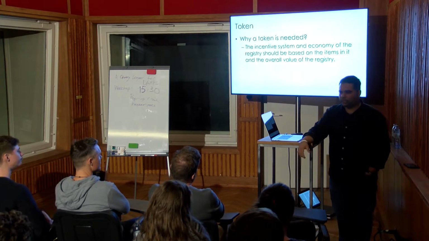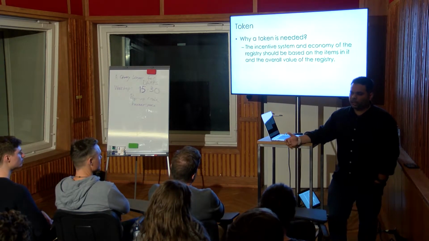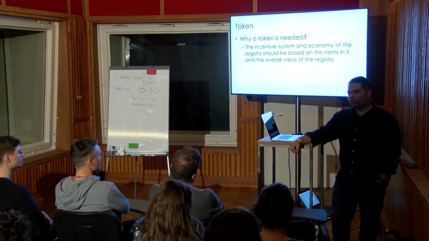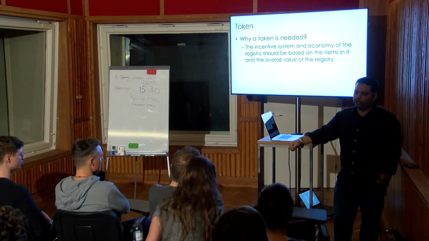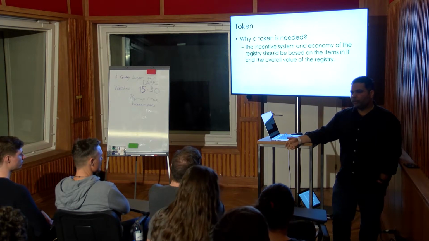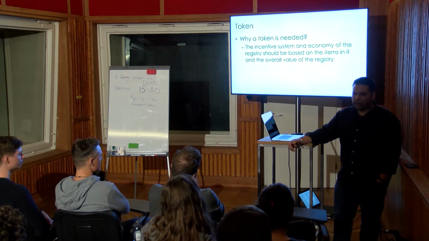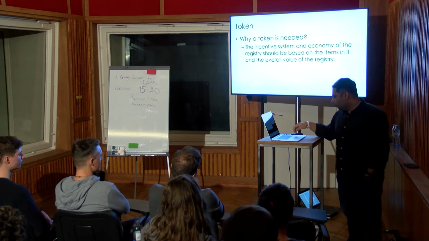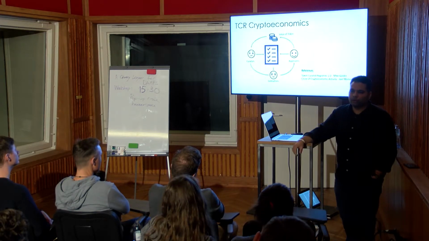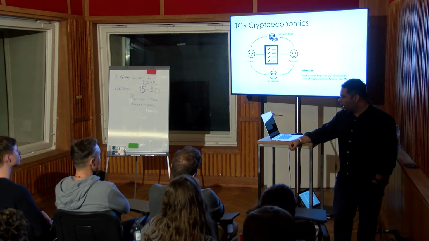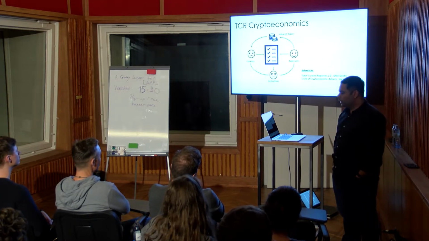So that is the reason why we have tokens for each of these lists: the value of this token should always be dependent upon the overall value which is being supported by the overall registry to the consumers. So that is why we need a token. And now let me give you a pictorial representation of some sort of TCR cryptoeconomics, and how this particular token is bound to the TCR.